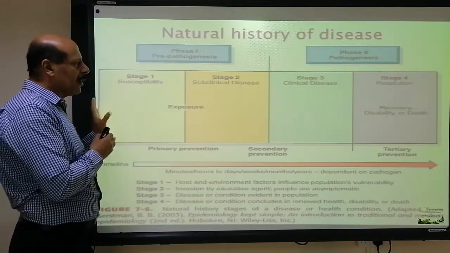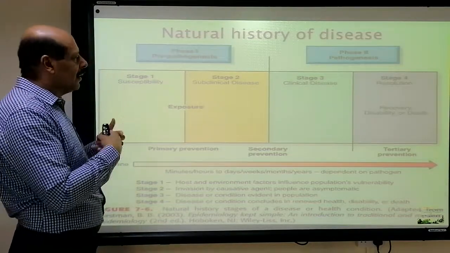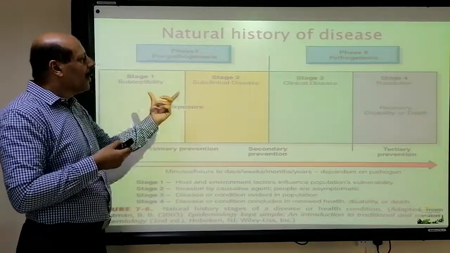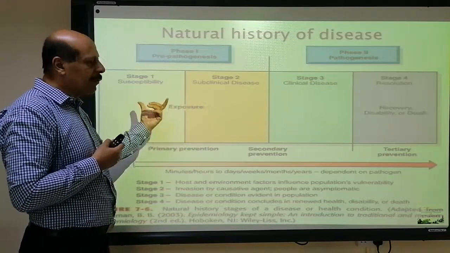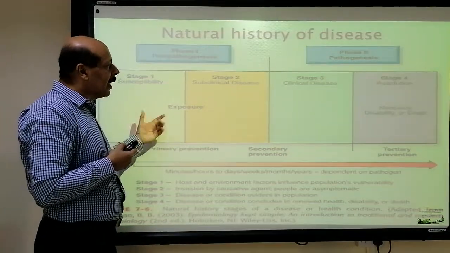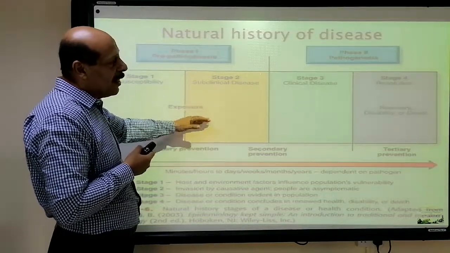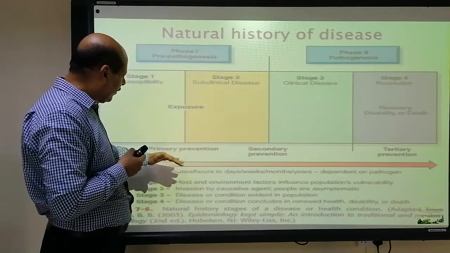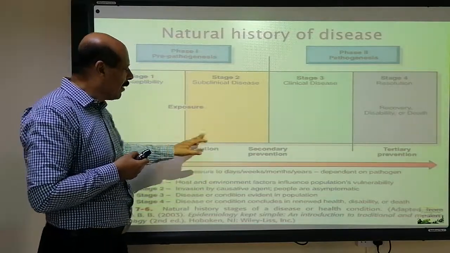If the person is susceptible to a disease, then he will be exposed to the microorganism. After exposure, after the microorganism enters his body, he will be in the subclinical stage, so the signs and symptoms are not there. In this case, we have to go to primary prevention.